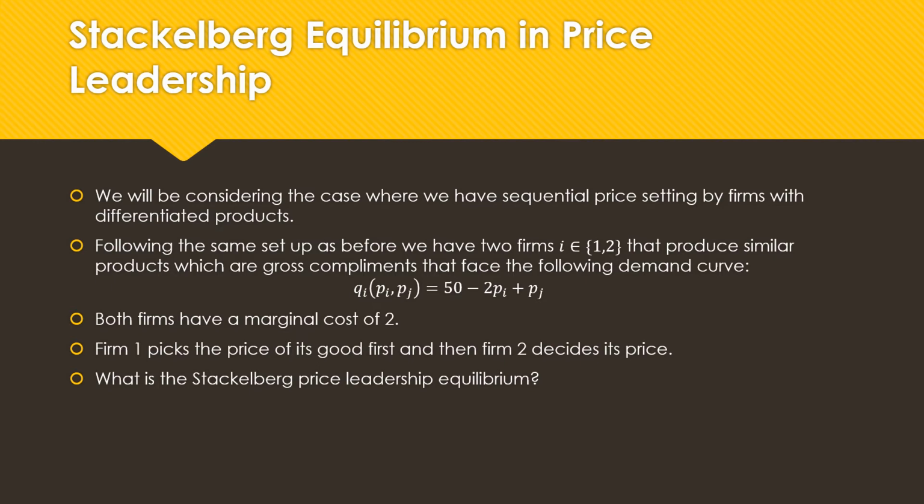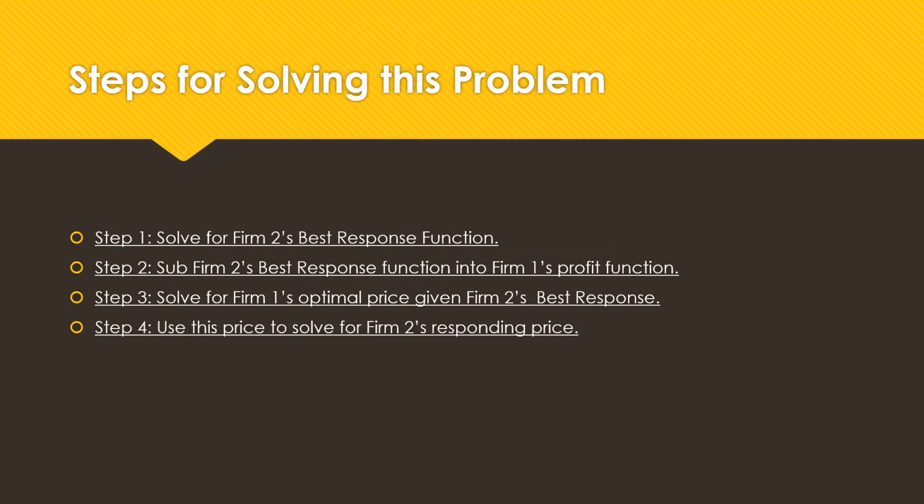So this is going to be an equilibrium defined by our prices here. Like our quantity leadership, we have the same sort of steps, except we're going to be looking at our best response functions in terms of prices. So step number 1 is that we're going to solve for firm 2's best response function, that being our second mover. We're going to sub that best response function into firm 1's profit function. After we do that, we're going to solve for firm 1's optimal price given firm 2's best response. And then we're going to use that price to solve for firm 2's responding price.